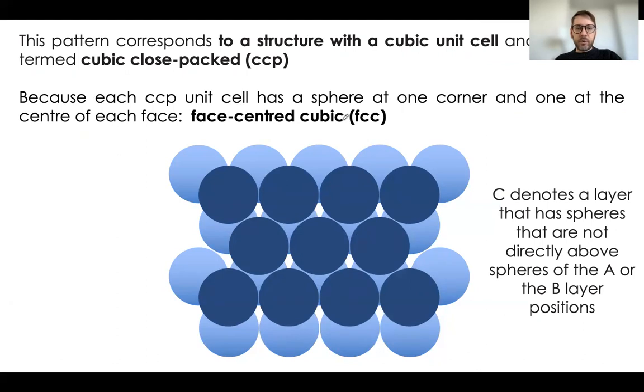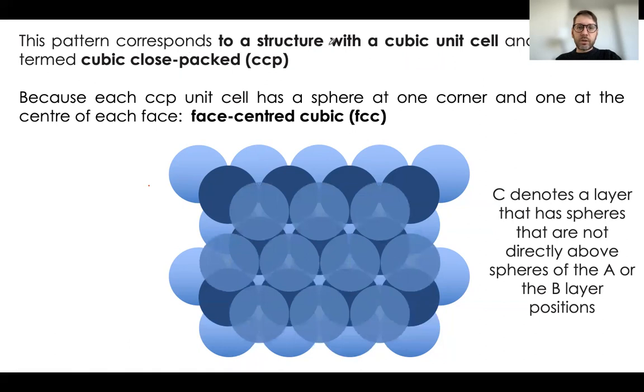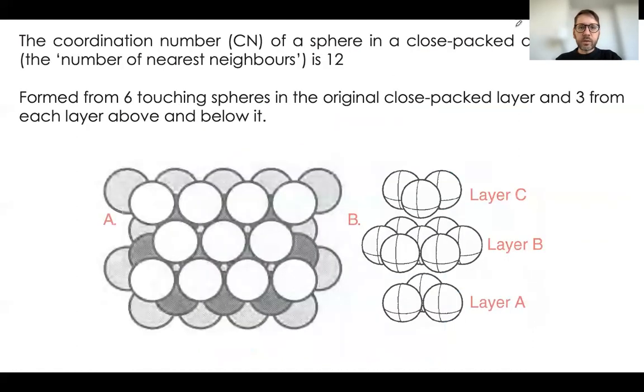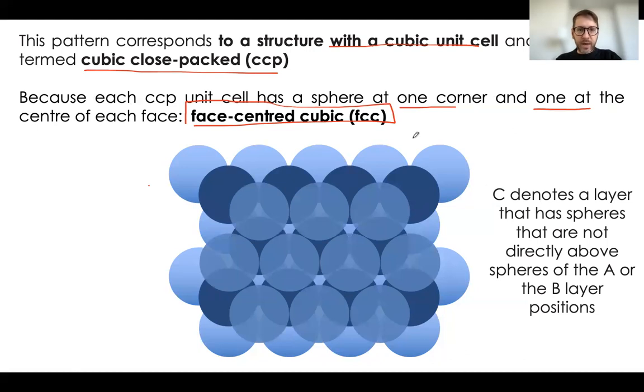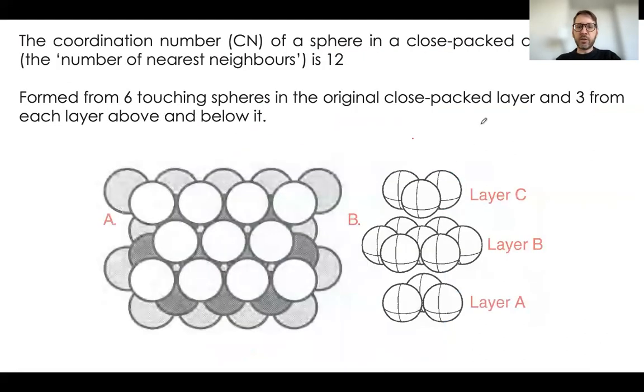And this pattern, therefore, corresponds to a structure having a cubic unit cell, and therefore this is called cubic closed packing. Because each cubic closed packed unit cell has a sphere at one corner and one at the center of each face, this is represented by the face-centered cubic unit cell. So this is a cubic closed packing, face-centered cubic arrangement. And this is another representation of this structure of layer A, layer B, and layer C.